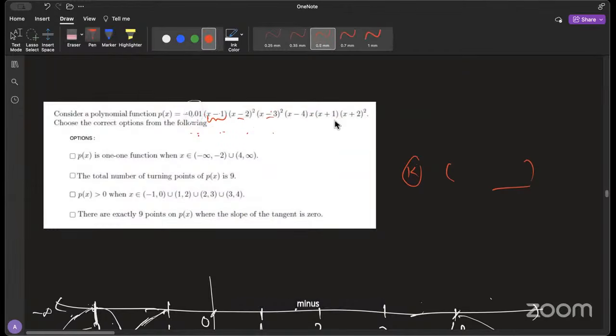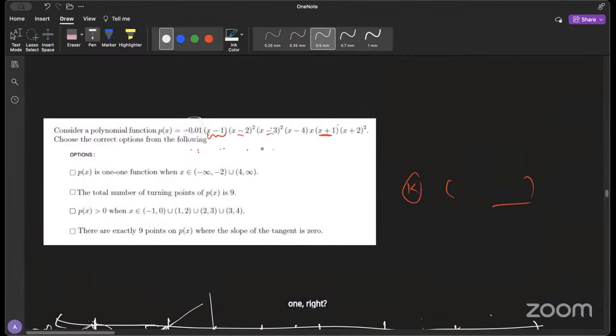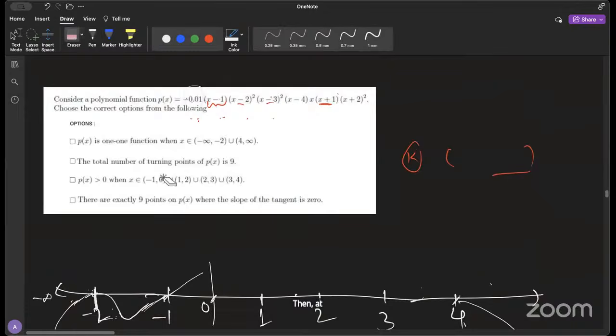-1 is this factor, and its multiplicity is 1. That means odd multiplicity, so it will cross this 1, right? Then at 0 also you have a root. That means it will have to take a turn here to meet 0, right? If it's going upwards, it will have to turn to go to 0, to intersect the x-axis at 0. So this will be it.